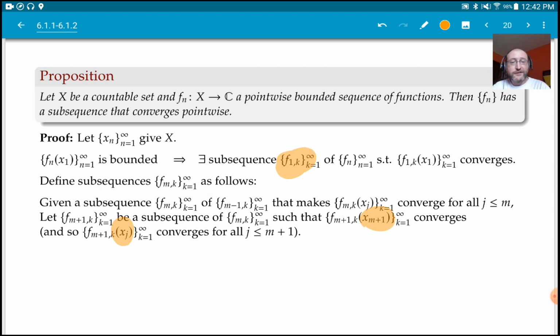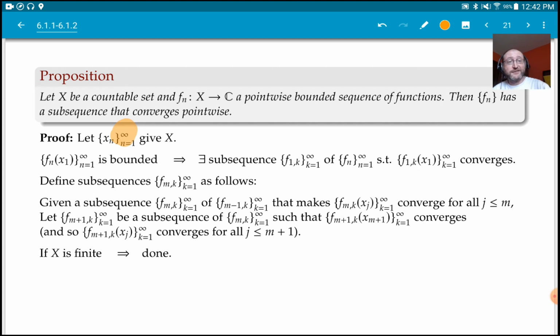And so it converges not just at the x_{m+1}, it converges at all of them, right? All the j less than or equal to m+1. Now, if X was finite, I mean, countable, well, I guess I put in the infinity over here, so I was thinking infinite, but countable could mean finite. Well, then we're done, because you just stop. If it has m elements, then you just stop at m.